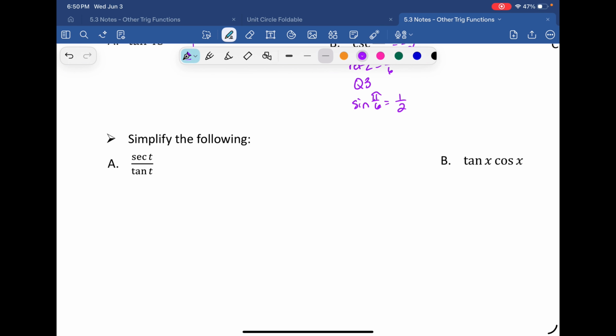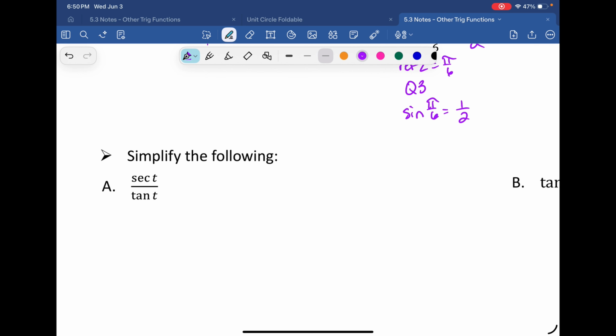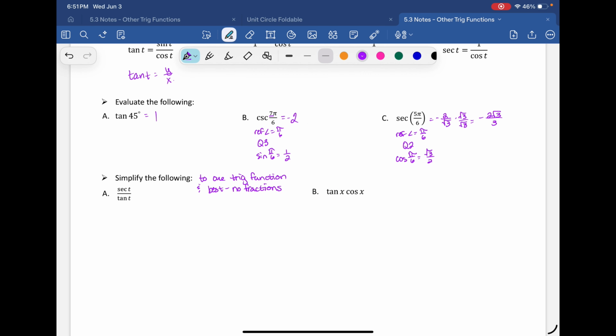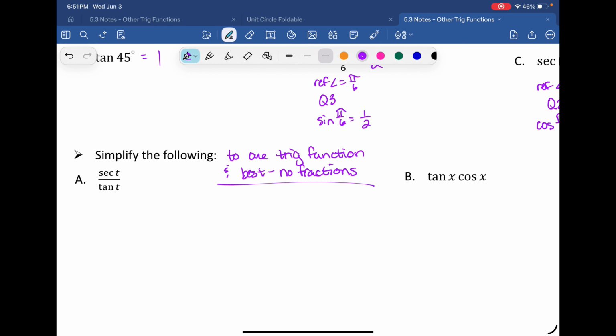All right, simplify the following. What this means is get your expression to one trig function, not 2 or 3 or 4, and best, no fractions. It's not always, but it's best. So, I got secant over tangent. A good rule of thumb to follow is to change to sine and cosine.